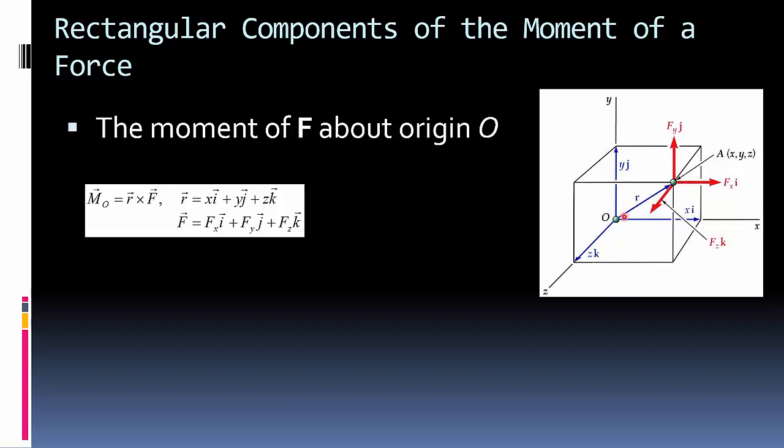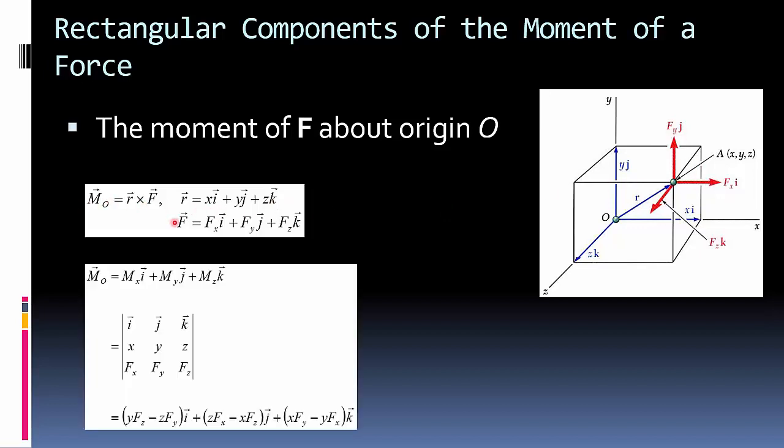Where r is from the point that you care about to the point that the force is being applied. So r in this case is going to be x, y, and z. So our r is x in the i direction, y in the j, z in the k direction. And our forces are Fx, Fy, and Fz. So given that, how do we go through and calculate this? Well, we say the moment is r cross F. So we have our r and we have our F, and we do the determinant, and you just figure it out.